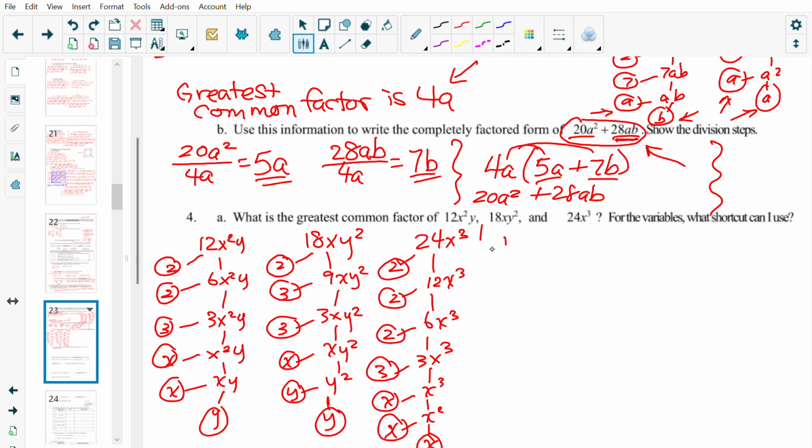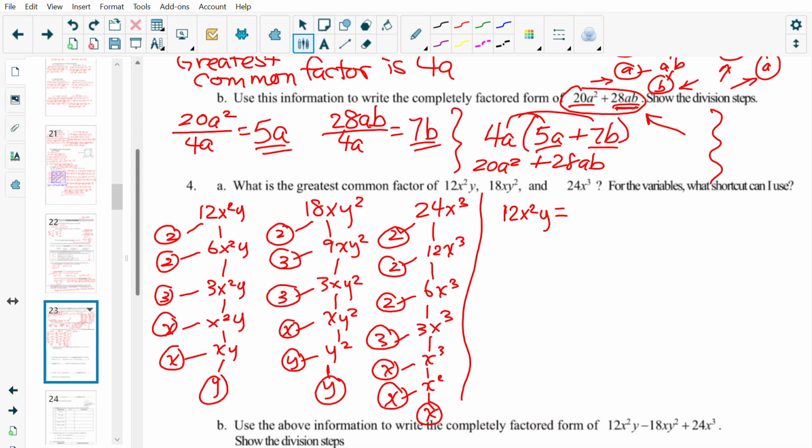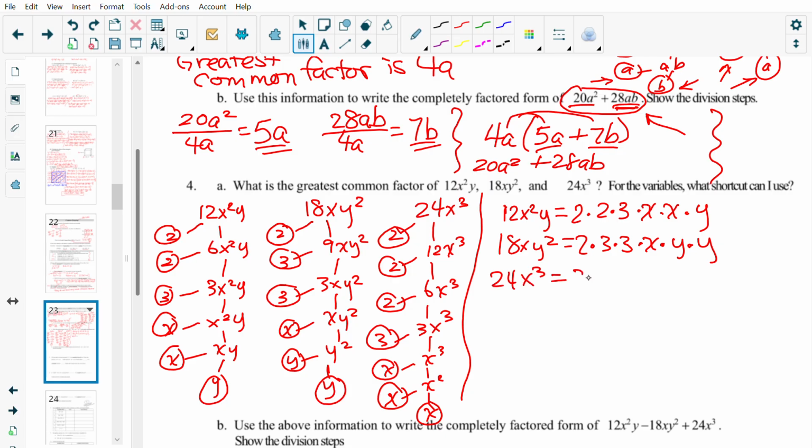12x squared y equals 2 times 2 times 3 times x times y. 18xy squared equals 2 times 3 times 3 times x times y times y. 24x cubed equals 2 times 2 times 2 times 3 times x times x times x.